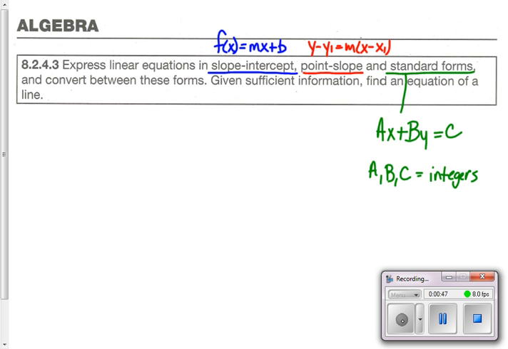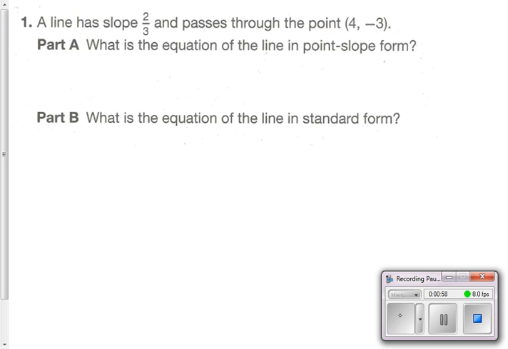What you'll need to be able to do is convert between these different forms. All three of the forms and the equations would be given on the MCA exam. Question 1, a line has a slope of 2/3 and passes through the point (4, -3). Part A, what is the equation of the line in point slope form?